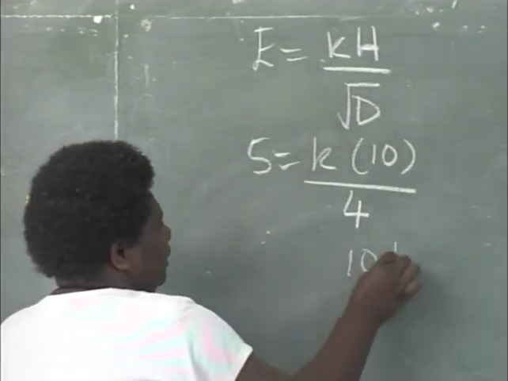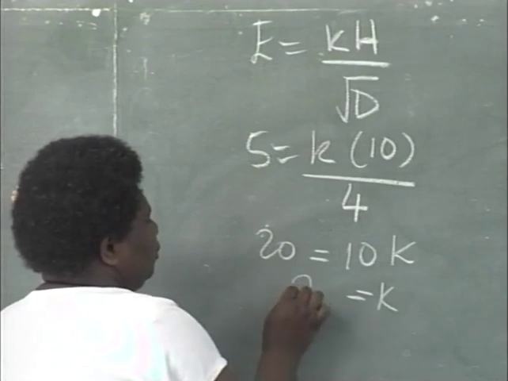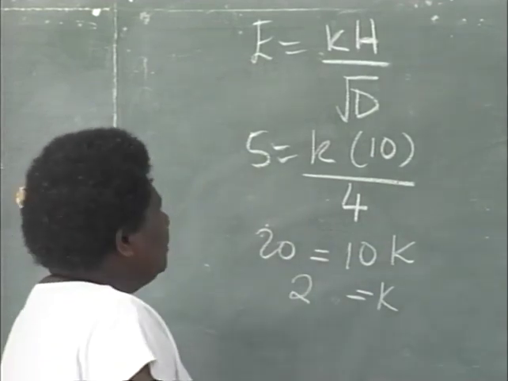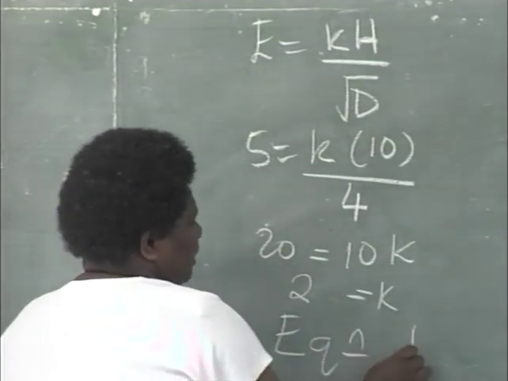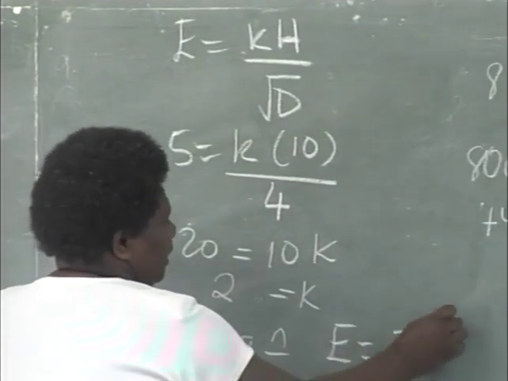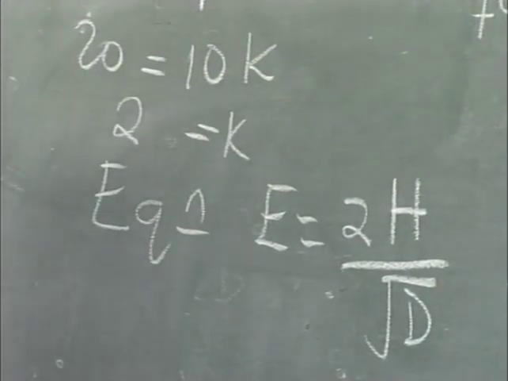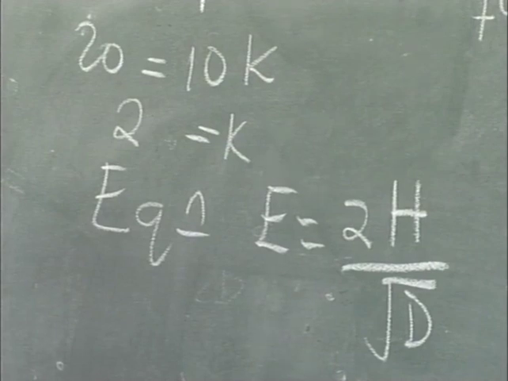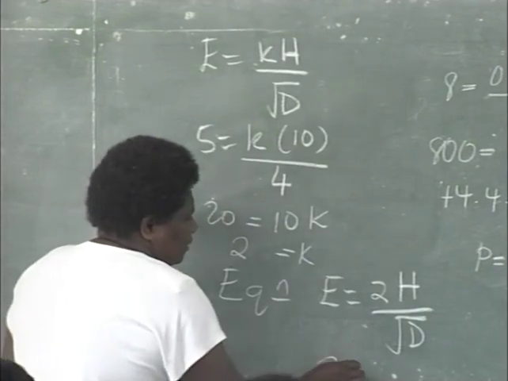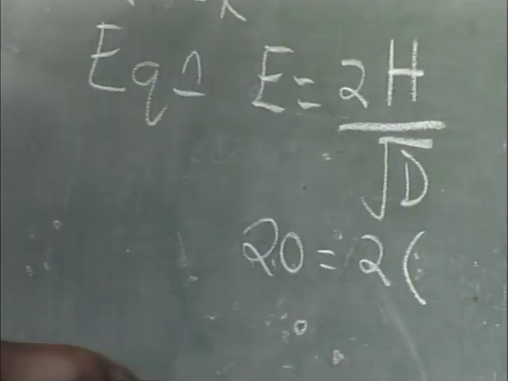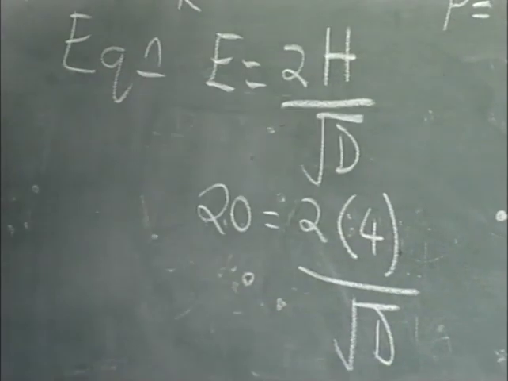And 10K is equal to 20. Therefore, K is equal to 2. Okay. The equation that you are going to substitute into is E equals 2H over root D. Then you are asked to find the value of D when E is 20 and H is 4. So 20 equals 2 times H, which is 4, over the square root of D.